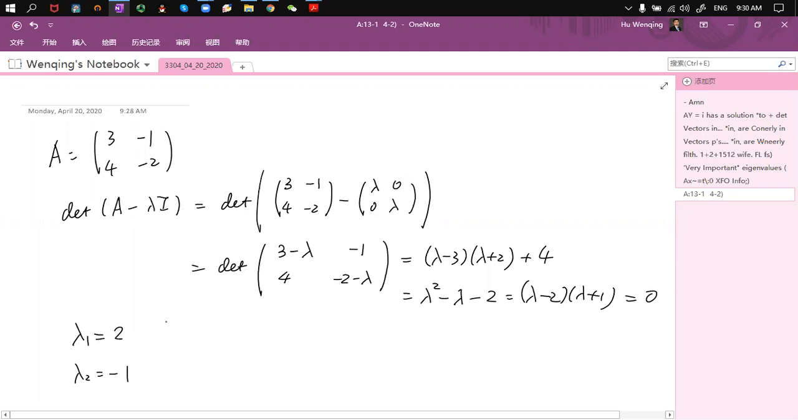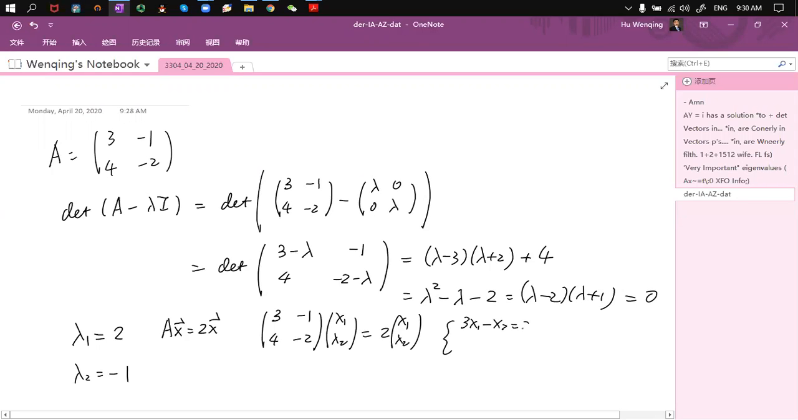How do you do that? Well, the first eigenvector satisfies Ax equal to 2x. Using that definition, 3, minus 1, 4, minus 2 multiplied by x1, x2 is equal to 2 times x1, x2. So what do you have? Well, you have a system of equations: 3x1 minus x2 is equal to 2x1, and then 4x1 minus 2 times x2 is equal to 2 times x2.